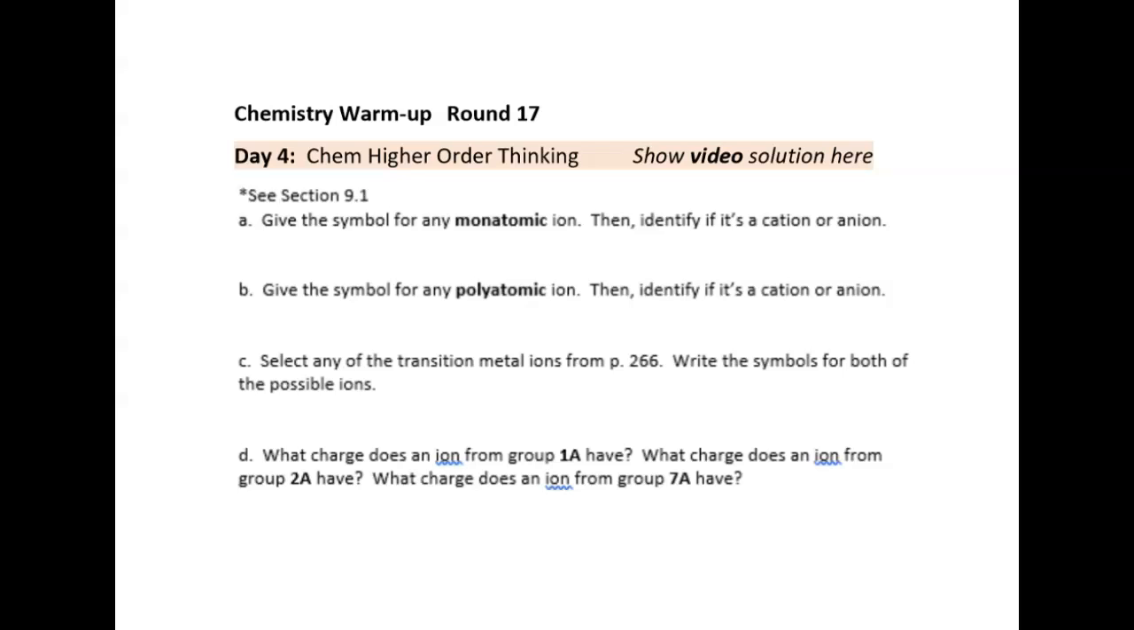So a monatomic ion is an ion that is made from one atom only. It could be the fluoride ion, F negative. Because that has a negative charge, that is an anion. Another example of a monatomic ion is the sulfide ion, S with a -2 charge. That is a negative charge.